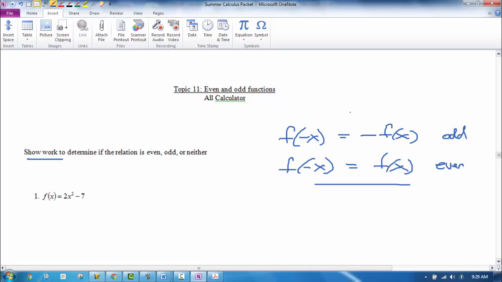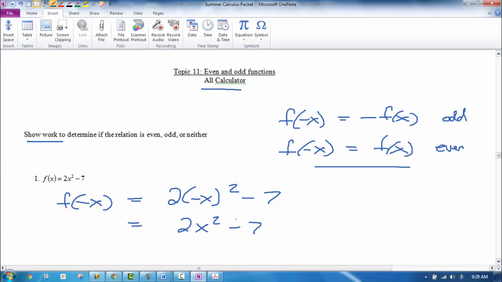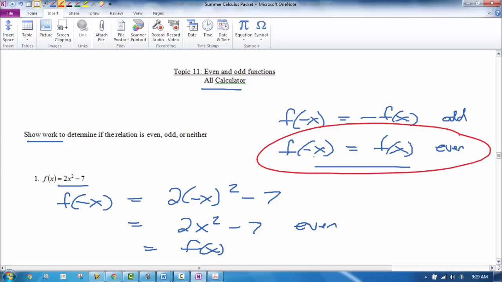Now we can graph these and get an idea as well. It says we can use the calculator here, but we don't need to. We can determine by just plugging in -x what happens here. So f of -x for this would give us 2 times -x squared minus 7. Let's simplify this. This turns into 2x squared minus 7, which is the original function that we had back. So this means it's even, because this is the original function f of x. So we just showed algebraically that when we plugged in -x, we got f of x back. So it must be an even function.